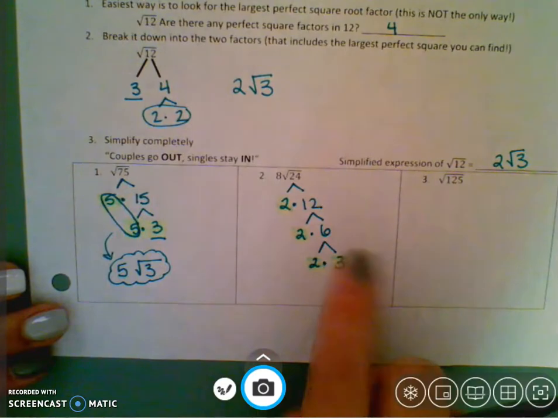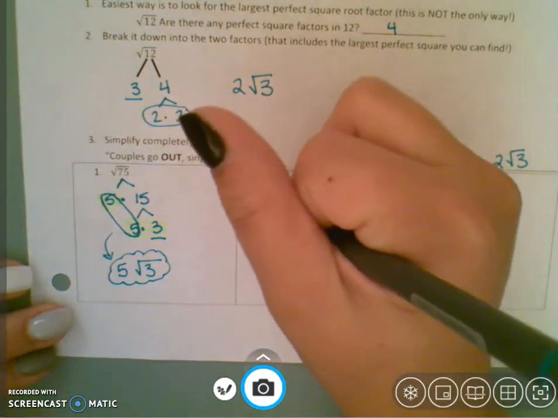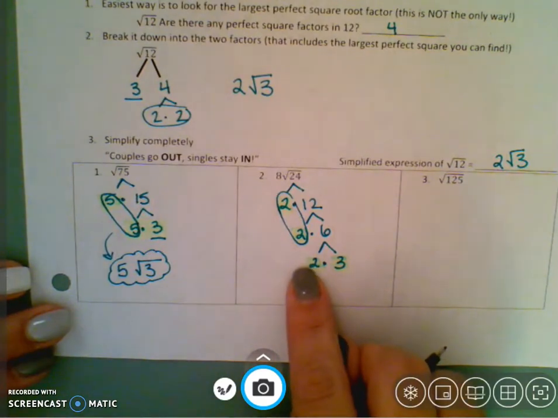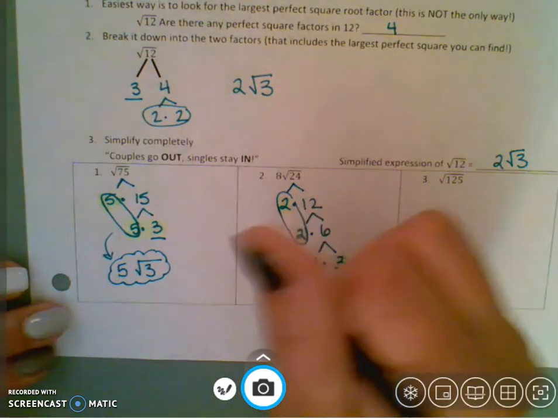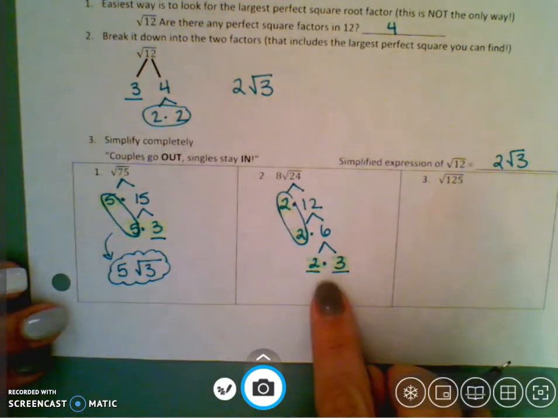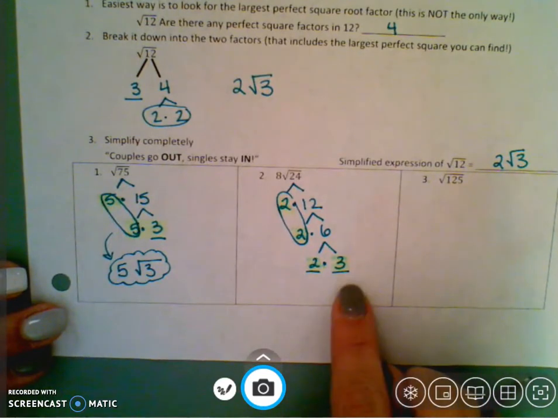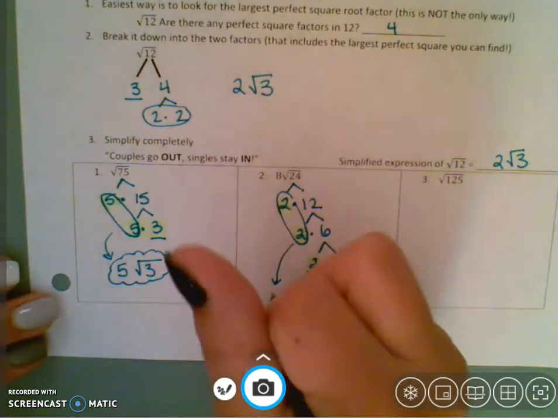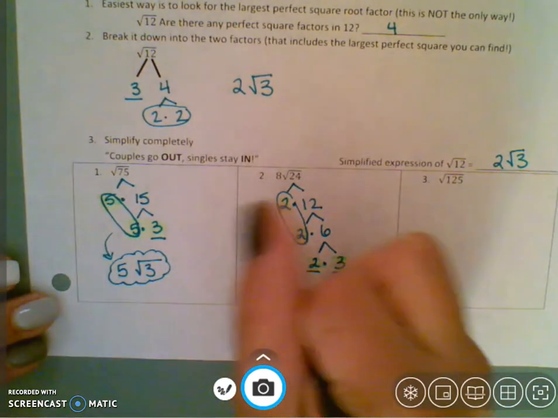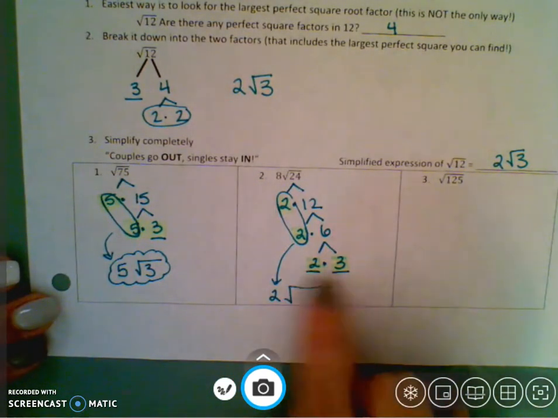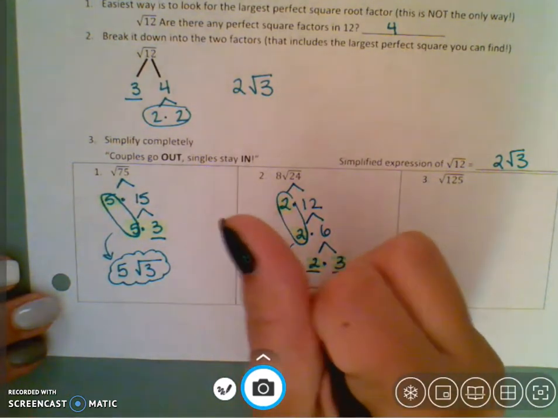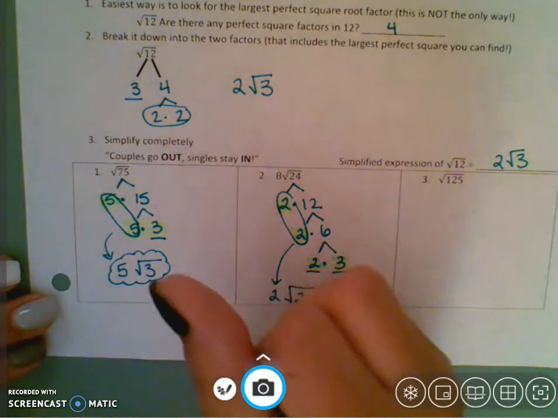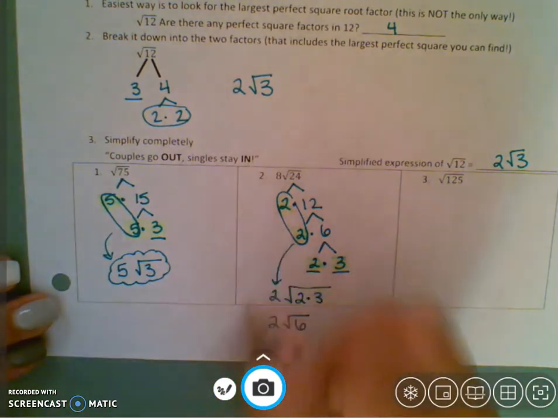So out of these, I can make one pair of 2s. And this 2, though, and this 3, they're both singles. They don't have another number to match with them. So we're going to have this 2 come outside, and we're going to have the square root of 2 times 3 inside, because those were the singles. But 2 times 3 is 6, so we're going to make it 2 square root of 6.